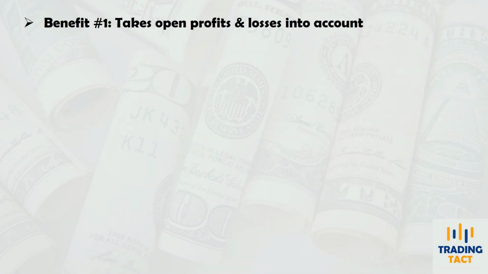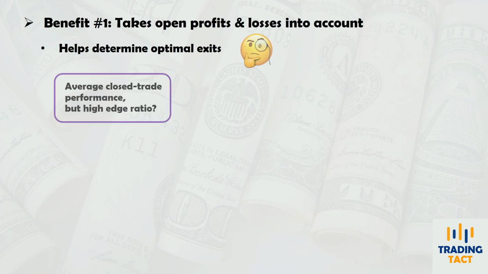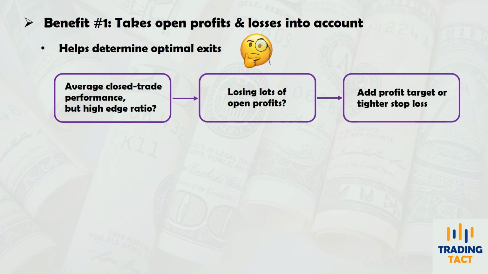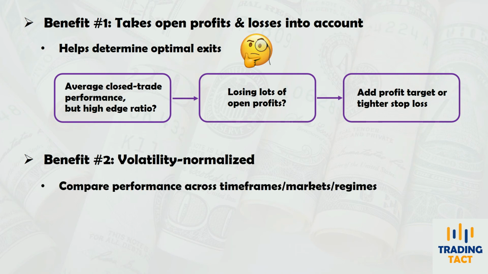Unlike most performance metrics, the edge ratio takes both open profits and losses into account. This can help you determine optimal trade exits. For example, if your entry has mediocre closed trade metrics but a high edge ratio, it's likely that you're giving back a chunk of open profits. A profit target or a tighter stop loss would be handy in such cases. Secondly, since the edge ratio is volatility normalized using the ATR, you can use it to compare performance across different markets, or across different regimes for the same market.